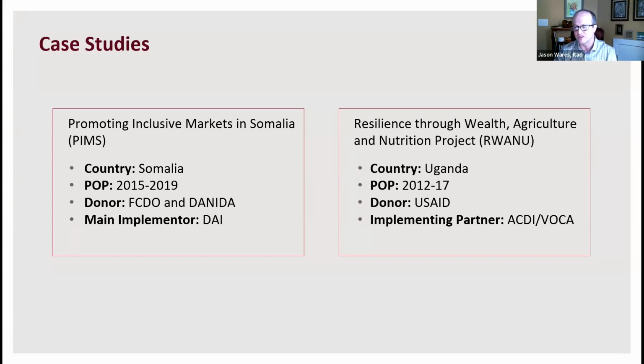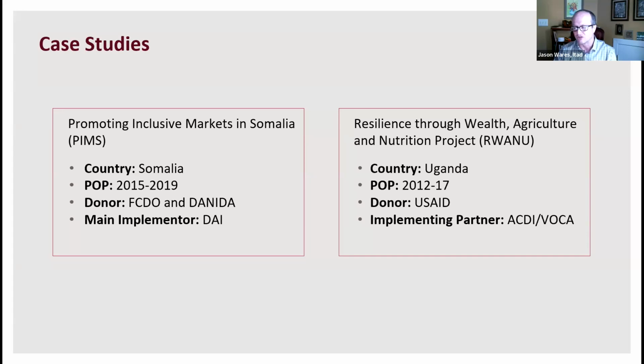The first case study is the Promoting Inclusive Markets in Somalia project, also called PIMS. It ran from 2015 to 2019. PIMS was an interesting project because while many projects in Somalia provide short-term relief, PIMS sought to create a similar type of transformational change that IRiS was aiming for and still is aiming for.